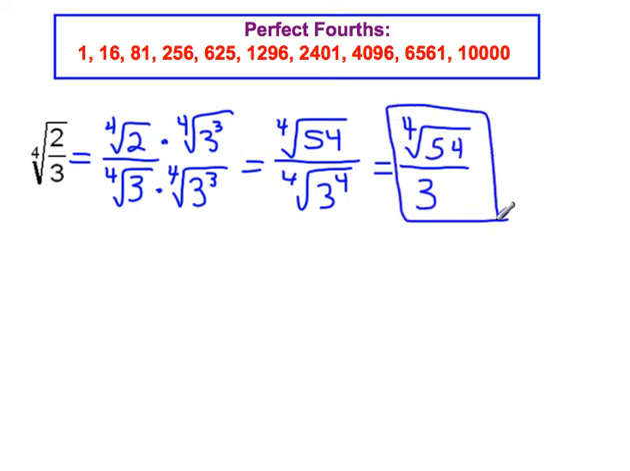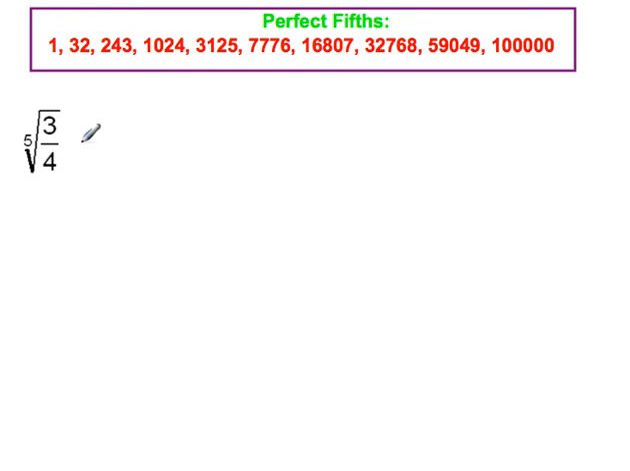So that would be our answer. Again, this one gets a little tricky. Now, again, I'm going to write this as the fifth root of 3 over the fifth root of 4. Now this is where this gets a little bit difficult to simplify because sometimes it's hard to see.